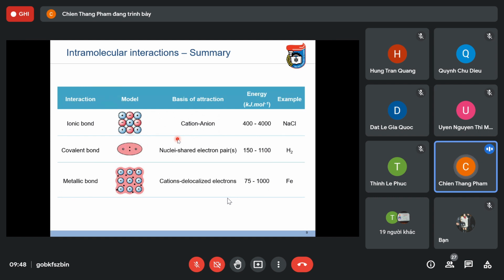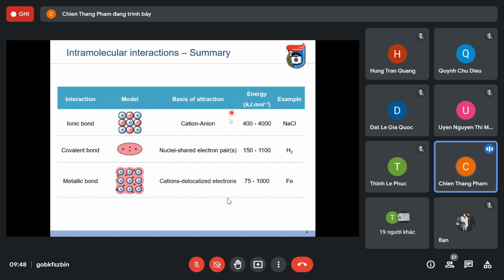You can see that there are three main types of strong intramolecular interaction. The first one is the ionic bond, the second one is the covalent bond, and the last one is the metallic bond. And this one is a model for the ionic bond. The ionic bond is an alternating arrangement of cations and anions. The basic attraction here is the electrostatic force between the cations and the anions, or between the positive ions and the negative ions.